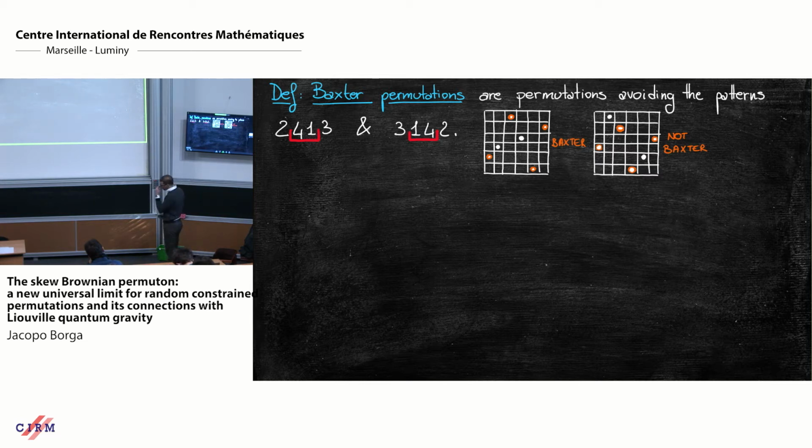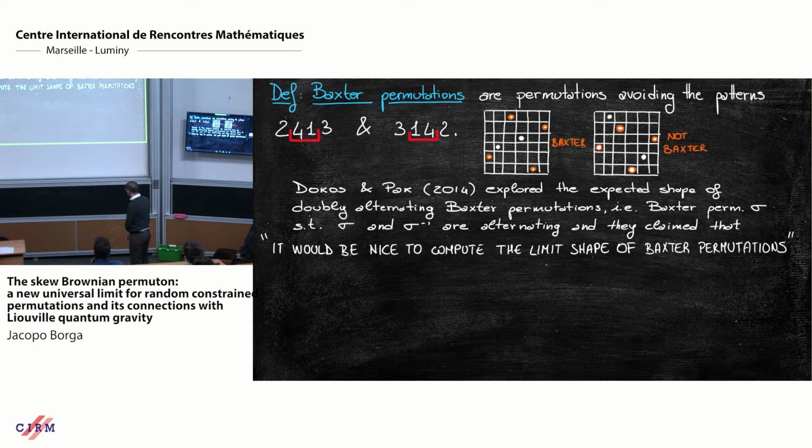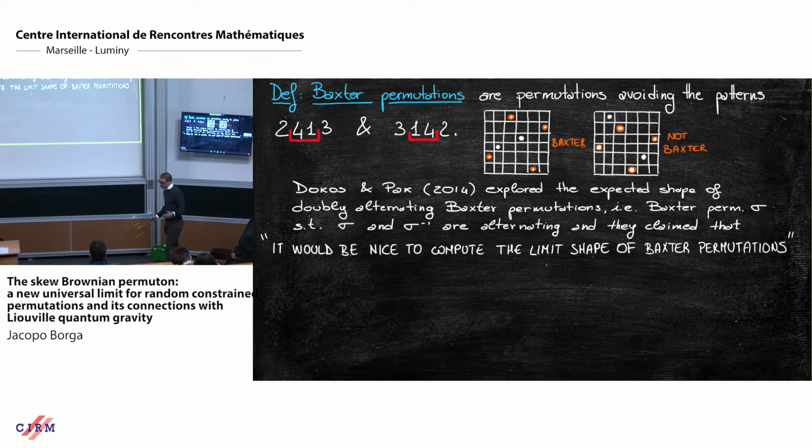Okay, so the definition is a bit folkloristic, I would say. But these permutations were already studied for some different reason. Mainly, it's because the enumeration of this family was open for several years. They were discovered by Baxter when he was studying the fixed points of commuting functions, and it turns out that they are related to Baxter permutations.